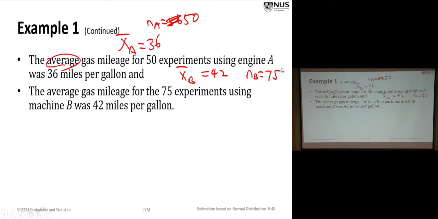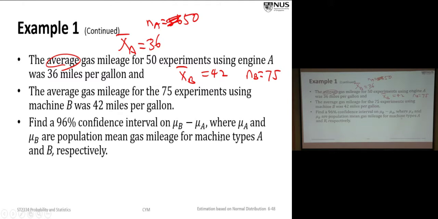All right. Now, look at 42 and 36. You look at these two numbers. Maybe to you, there's a big difference between these two numbers. All right. But that's not good enough. You must do calculation in order to find out whether mu1 is different from mu2. So we want to construct a 96% confidence interval for mu B minus mu A. All right.